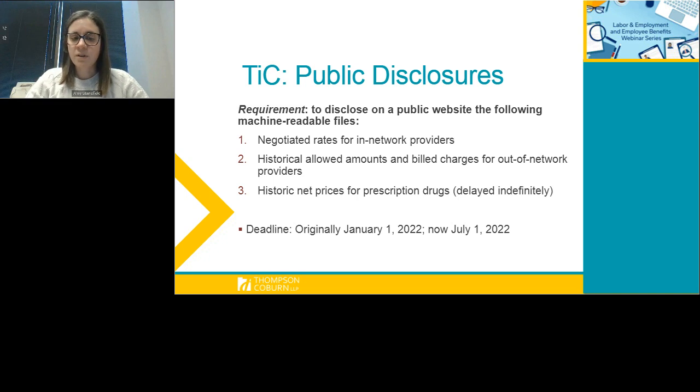So the FAQ Part 49 did delay this requirement. It originally was going to be January 1 of 2022 for all three files. With the FAQ Part 49 guidance, the in-network file and the out-of-network file are pushed to July 1 of 2022. And the prescription drug file is delayed indefinitely. So we have a little bit more time, but those are coming up in July.